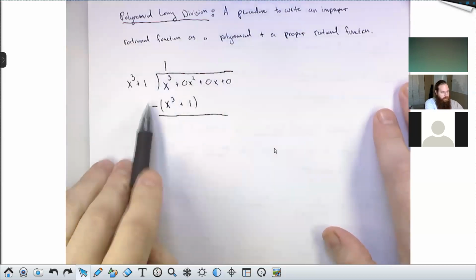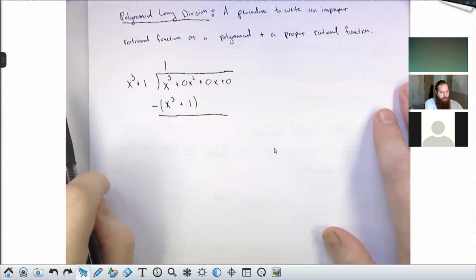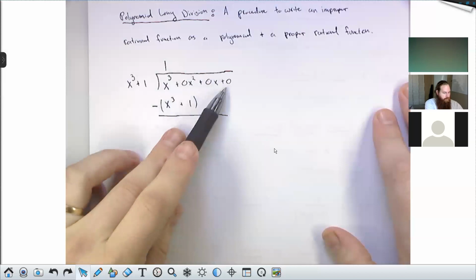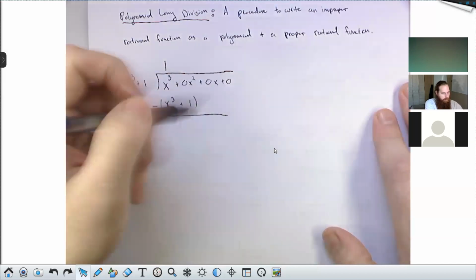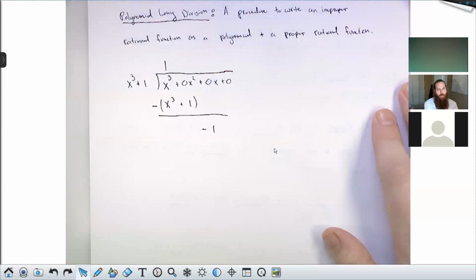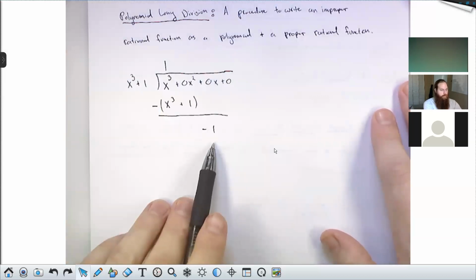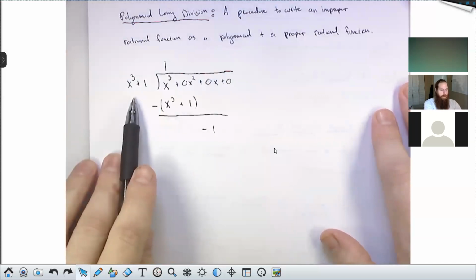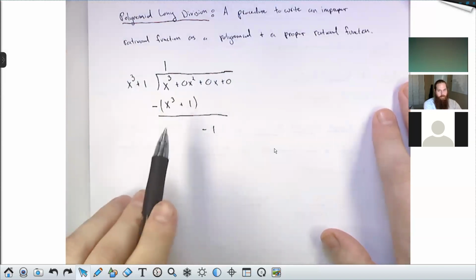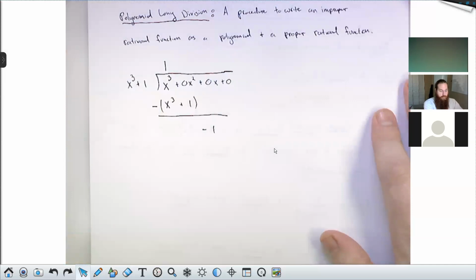So x cubed minus x cubed, that's 0. 0x squared minus 0x squared, 0x minus 0x. 0 minus 1 is minus 1. So when I subtract those two rows, this is what I get, just negative 1. And now the degree here is lower than the degree here. So there is no polynomial I can multiply x cubed by in order to get negative 1. So this is the end of the long division process. You're done.